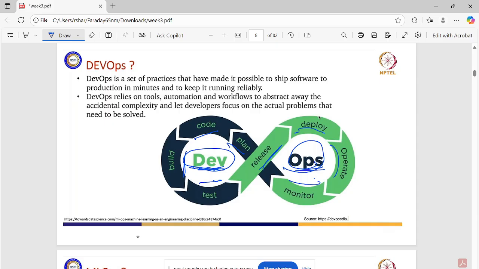DevOps is going to help us coordinate between these two phases. When we say coordinating between the two phases, DevOps relies on tools, automation, and workflows to abstract away the accidental complexity. So the idea is that it ensures that automation and workflow are implemented, or that we are able to implement them without any complexity.